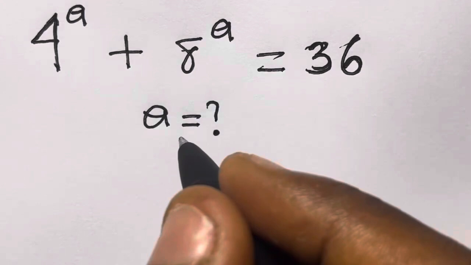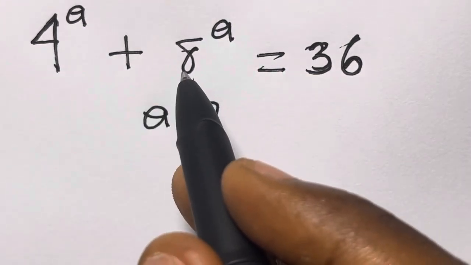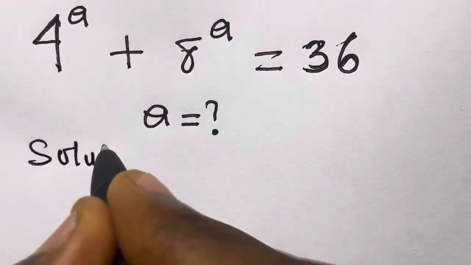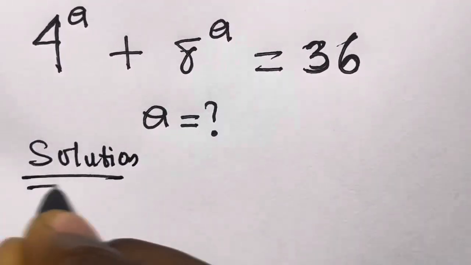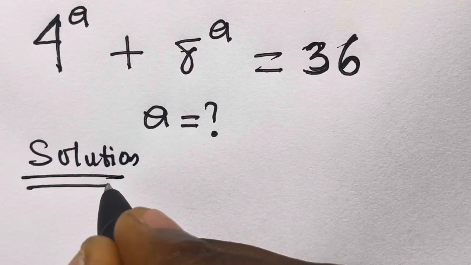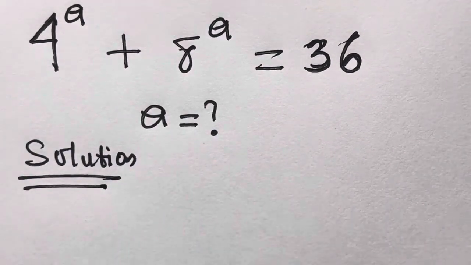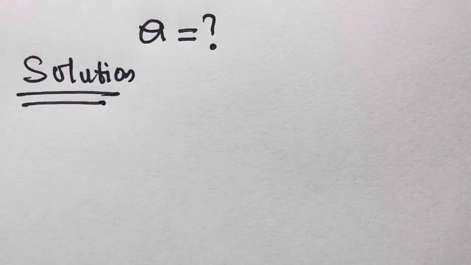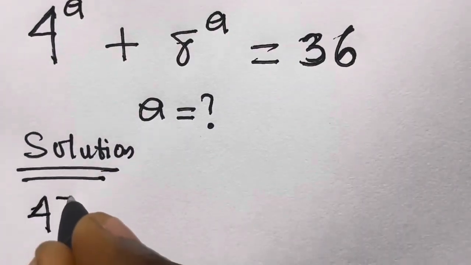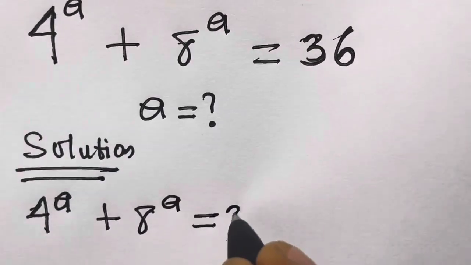In this video we want to solve for a in 4 raised to power a plus 8 raised to power a equals 36. But wait a minute, can you solve this before I do? You can actually solve it and comment your answer. Alright, so we have 4 raised to power a plus 8 raised to power a equals 36.